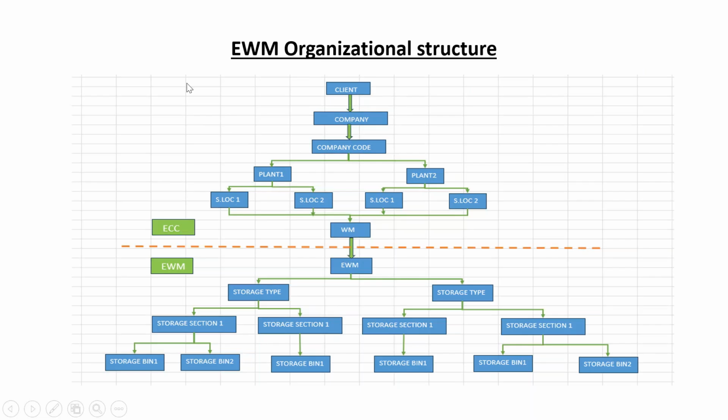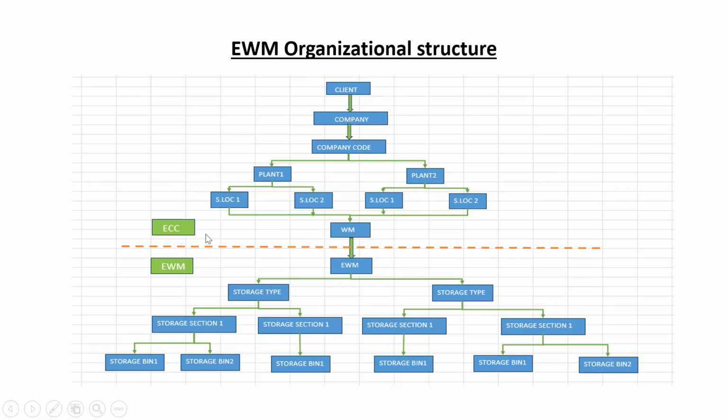Now for you it seems very difficult to understand what a client is, what a company code is, why we have ECC again, why we have EWM, why it was differentiated. All these details we will be discussing in the next class. We will define these org structures in the system, and you will be able to understand why we have this structure. First let me go to the definitions of each.